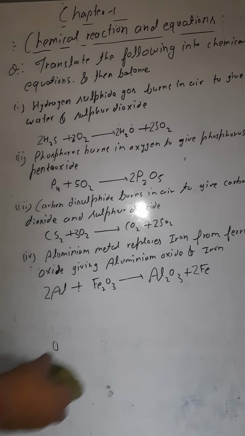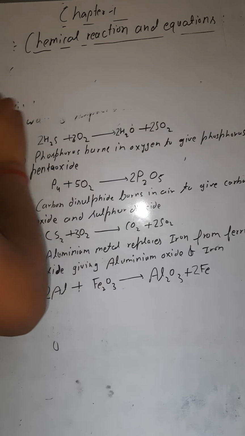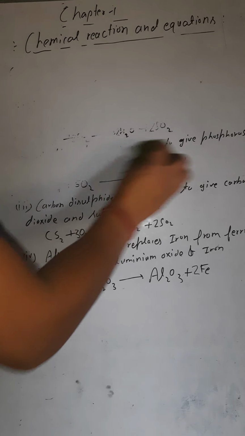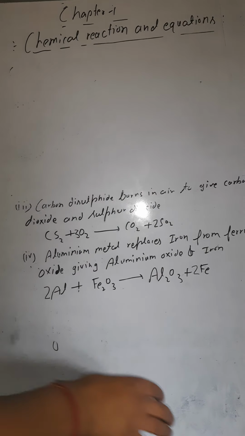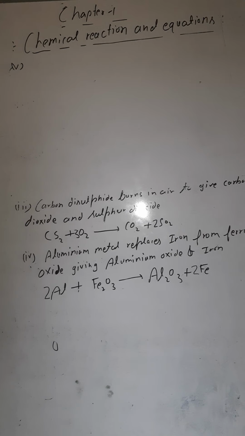Okay. Hope you have written this. Keep writing. Now I am erasing the upper one. Now look at the next one. That will be the fifth one. Today's fifth question: barium chloride reacts with zinc sulfate to give zinc chloride and barium sulfate.